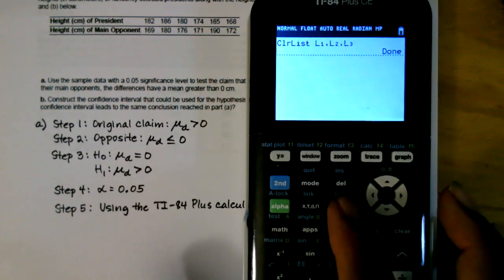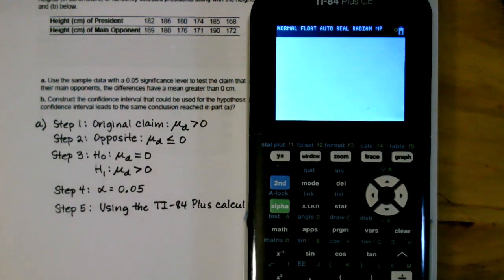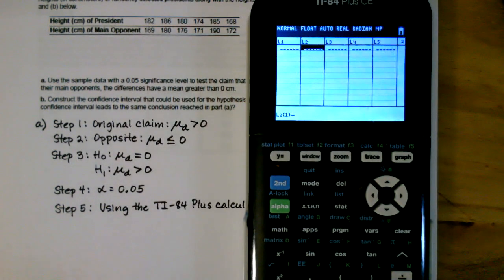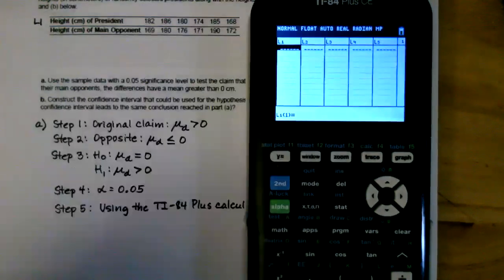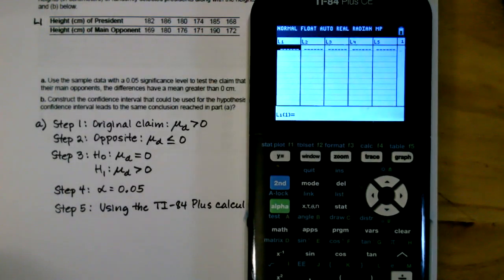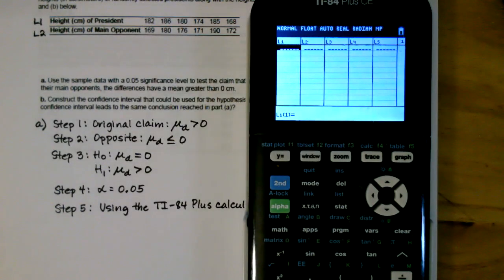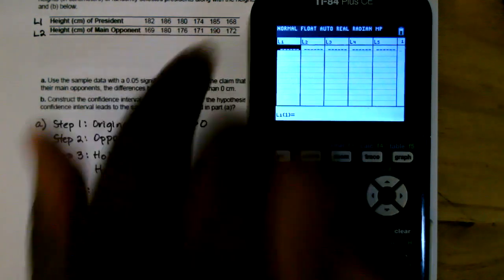And then to verify that, you press the stat key and select number 1 for edit. You'll see those values that were in L1, L2, and L3 are gone. So now, the height in centimeters of the president would go in L1. The height in centimeters of the main opponent would go into L2. So L1 is this row.